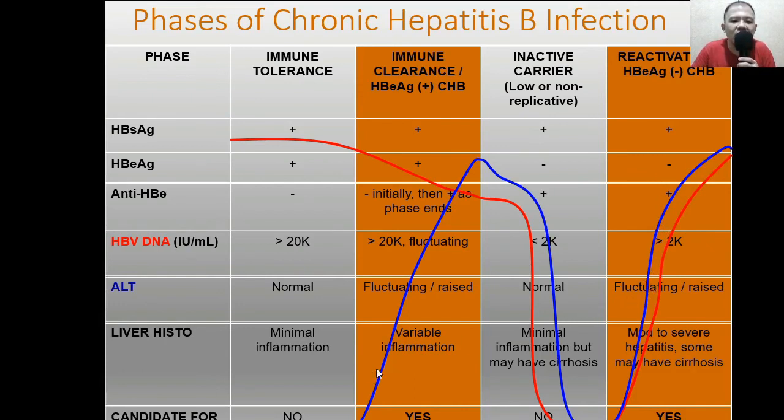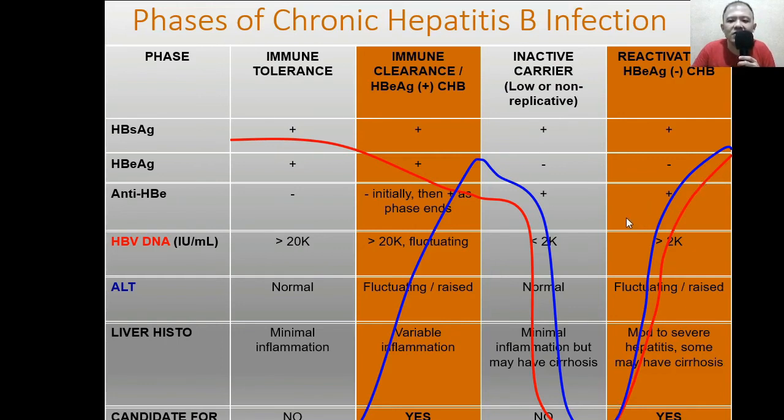So the candidates for therapy are during the immune clearance and the reactivation phase, because of the inflammation. You notice you have the ALT soaring high at these phases.